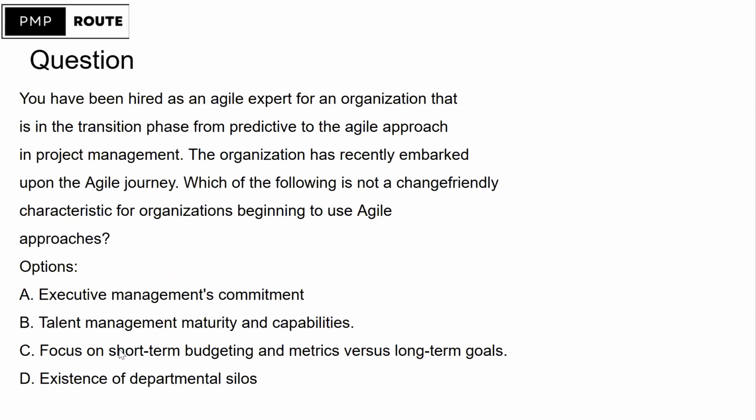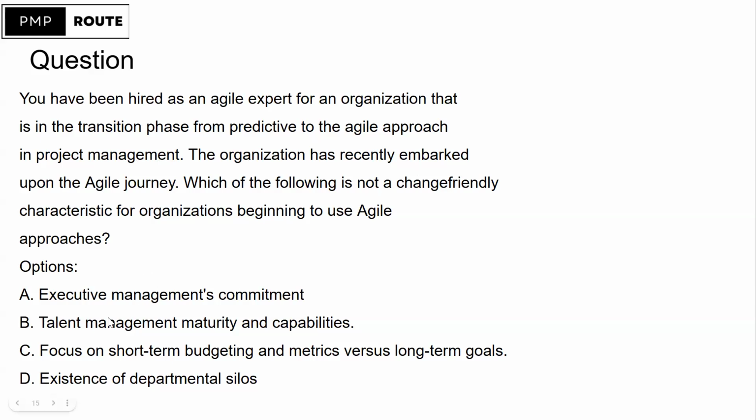Yeah, let's just answer this last question before I give you guys the floor. So here, I will still start by reading the question itself. Which of the following is not a change friendly characteristic for organizations beginning to use agile approaches? You have been hired as an agile expert for an organization that is in transition phase from predictive to agile approach in project management. So for me here, transition phase is a keyword. Leaving from predictive to agile. The organization has recently embarked upon the agile journey. Which of the following is not a change friendly characteristic for organization beginning to use agile?